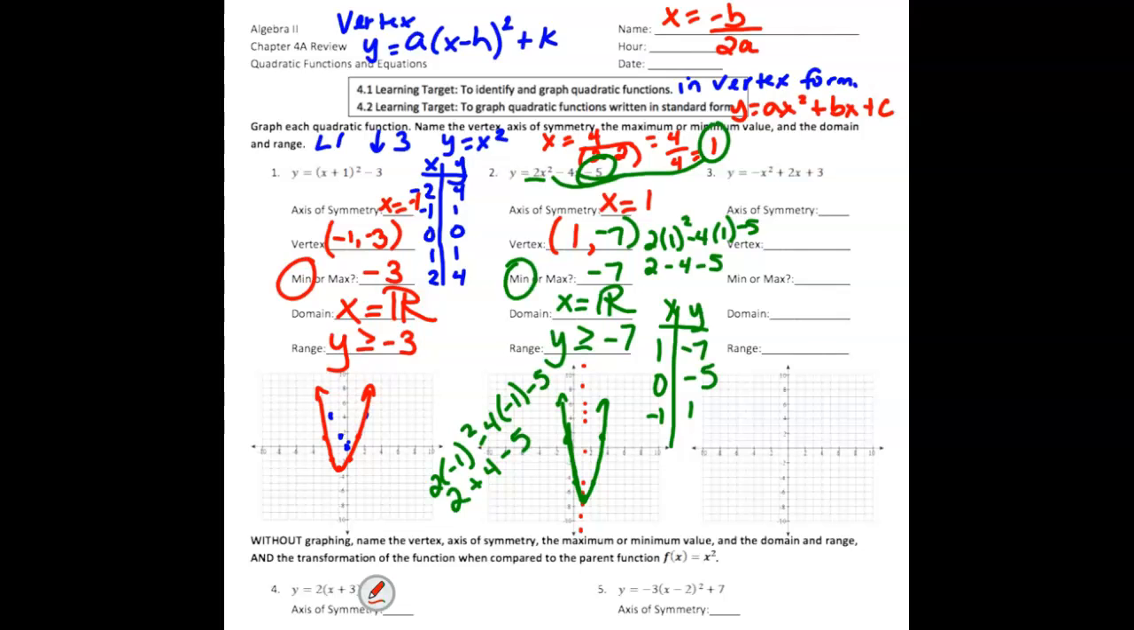All right, looking at this one, notice that our a value is negative 1. So our parabola should open down, which means we're going to have a maximum. Let's go ahead and figure out our x coordinate of our vertex and our axis of symmetry. So we need the opposite of 2 divided by 2 times our a value. So 2 times negative 1 is negative 2. We have negative 2 divided by negative 2, so we end up with x equaling 1 again.